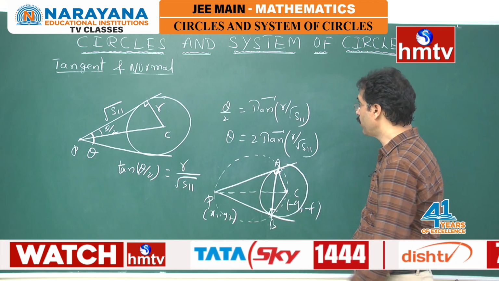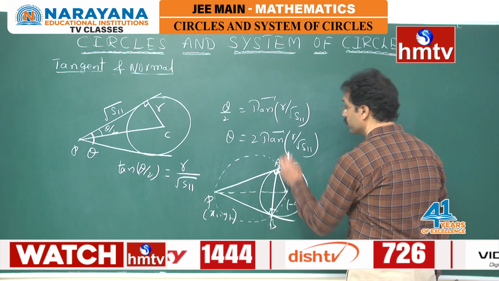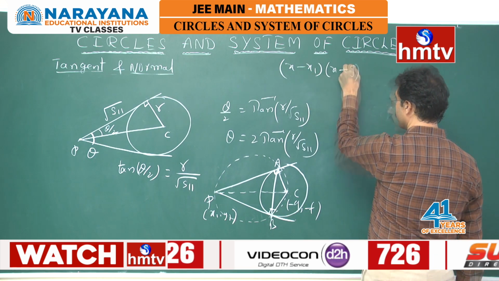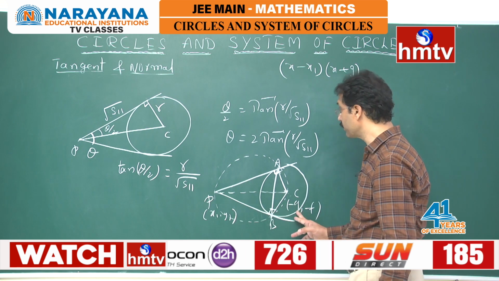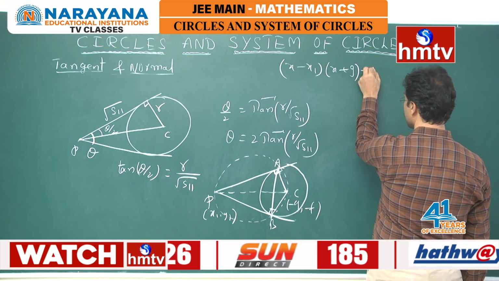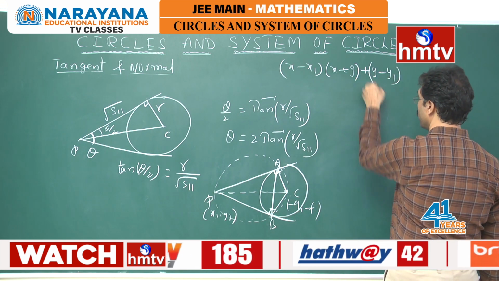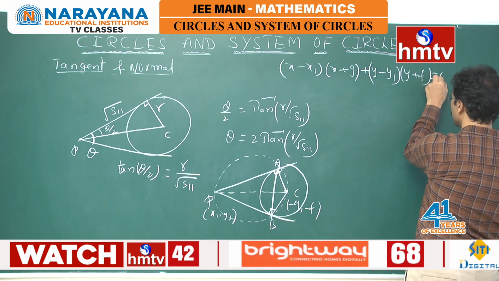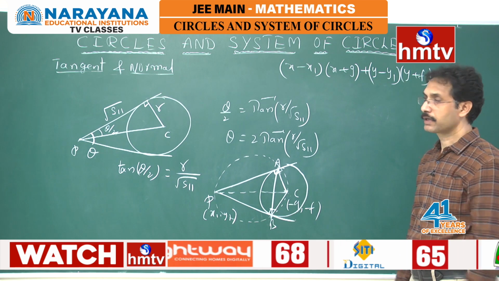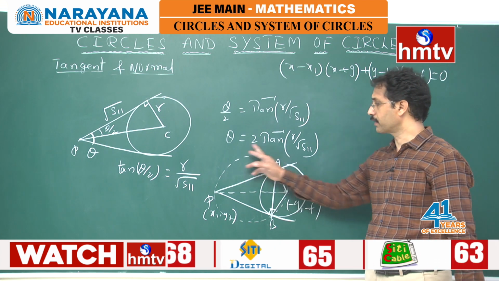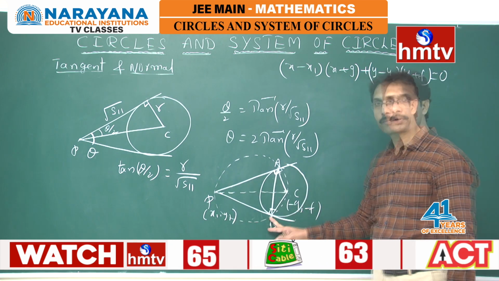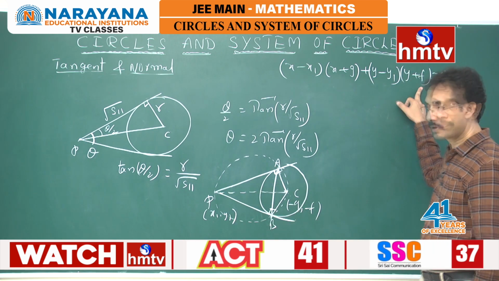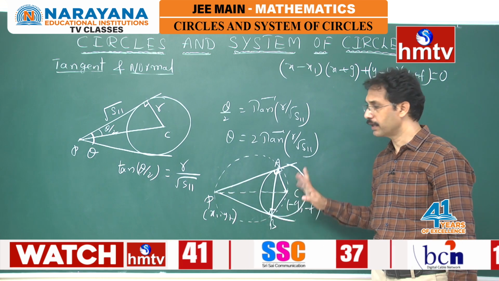What is the diameter form? (x - x1)(x + g) + (y - y1)(y + f) = 0. It is the equation of the circumcircle of the triangle PAB. In this way, we can easily find the circumcircle of the triangle PAB. Remember, our CP will act as the diameter.